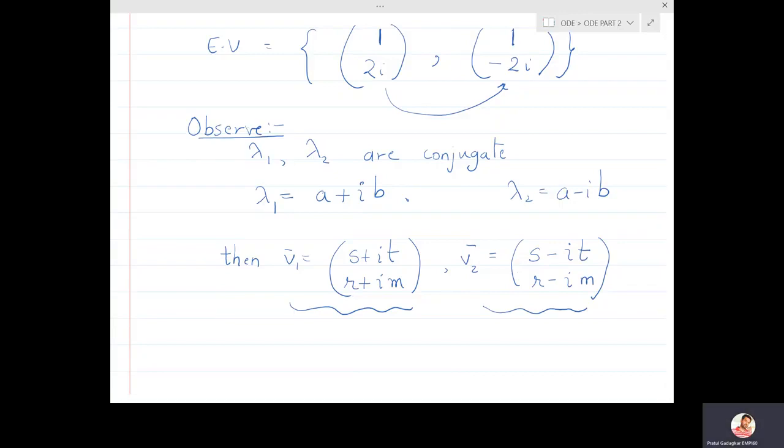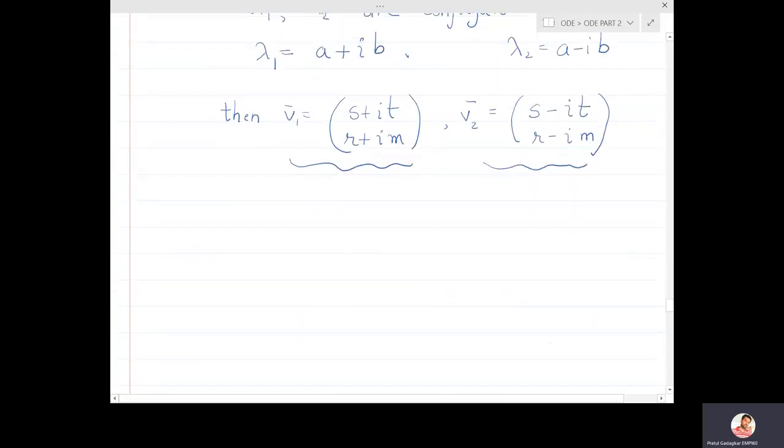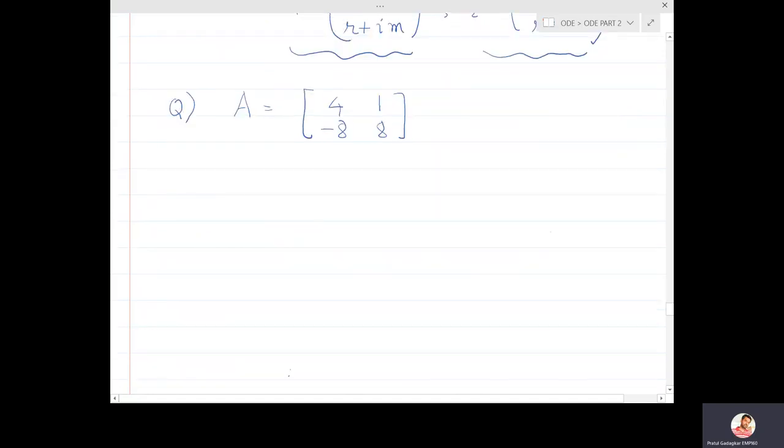Now let us go for the next example. Let me take one more example of this type. So suppose I take a matrix A, which is 4, 1, minus 8, 8. So we will calculate the eigenvalues and eigenvectors of this matrix.